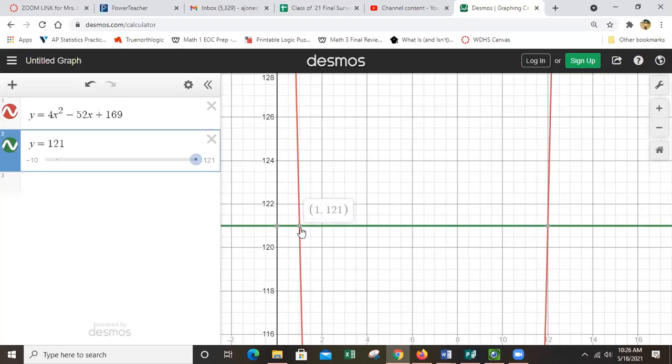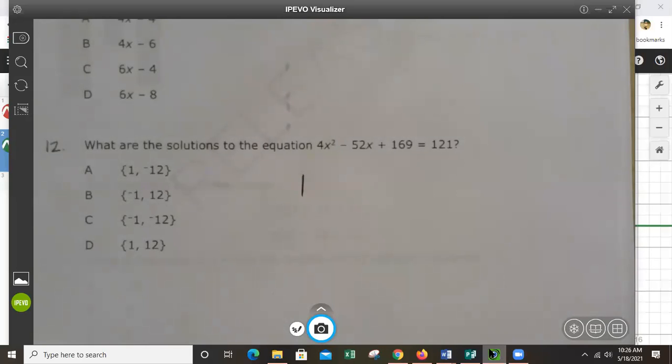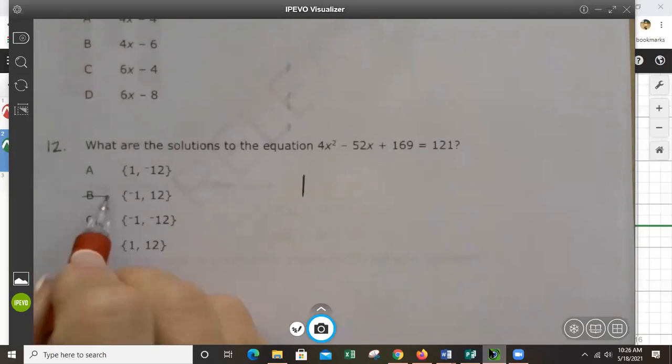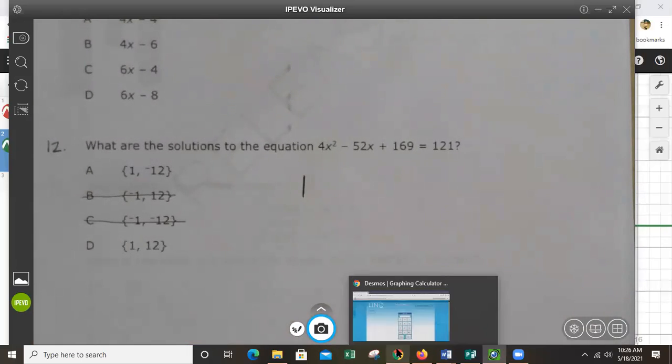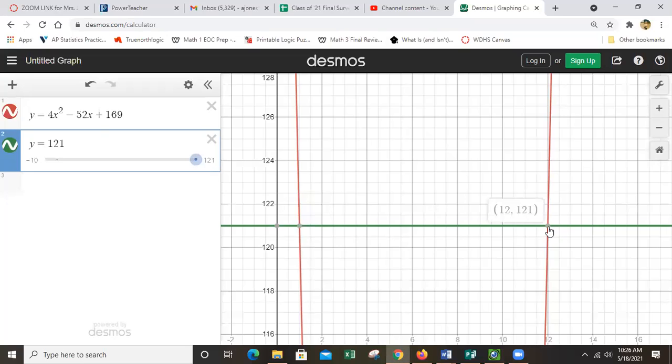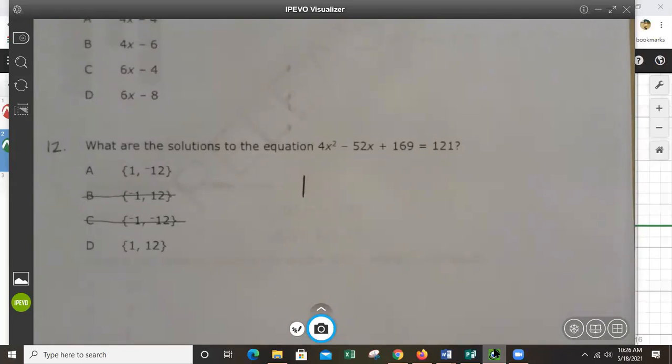We don't care about the y. So I'm going to write down a 1, and I'm going to take you back real fast to this. This one says -1. We know it's not -1. Now the question is, if I look at my calculator again, here's my other coordinate. What is it? +12, right? So if I go back here, this is the only one with +12. And again, we're only looking at x. Any questions?